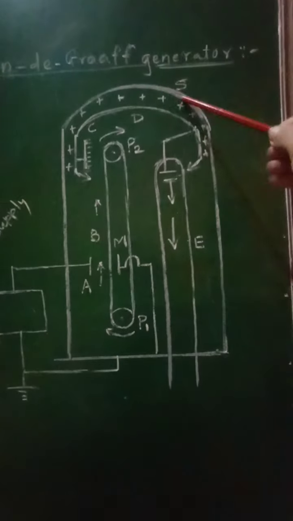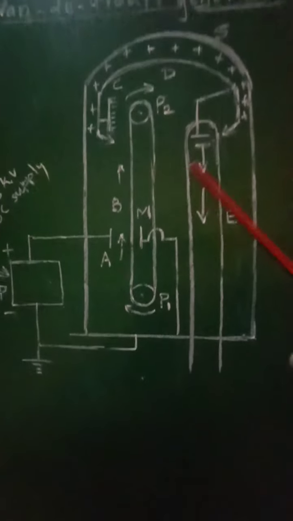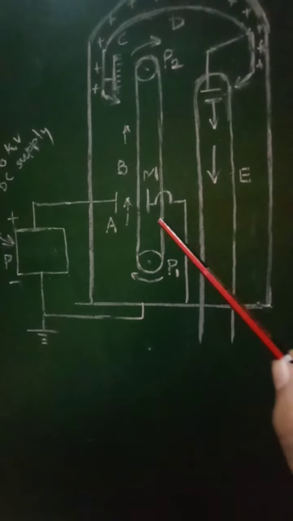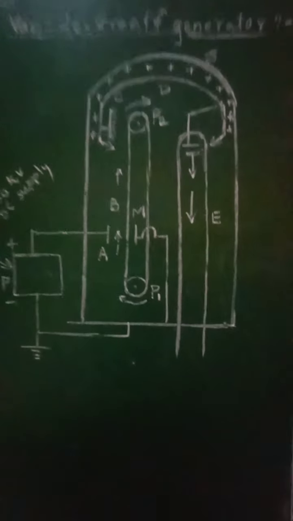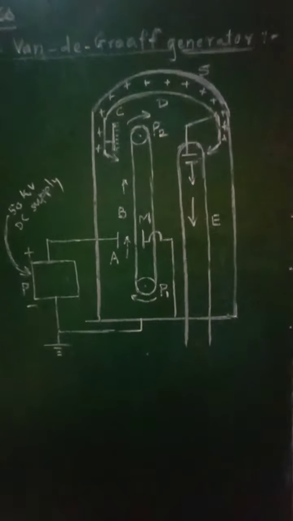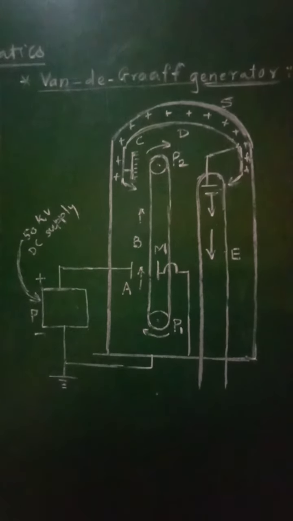So here S is the steel chamber which encloses this Van de Graaff generator, and M is a metallic plate. So this is the construction of this Van de Graaff generator. Now let us see its working.